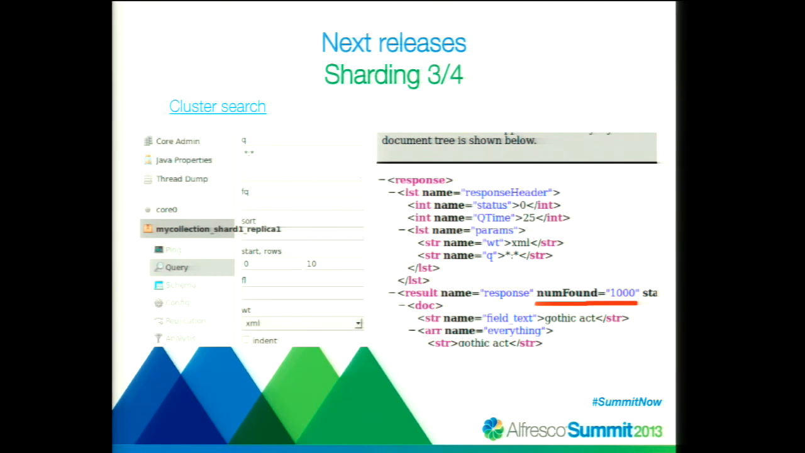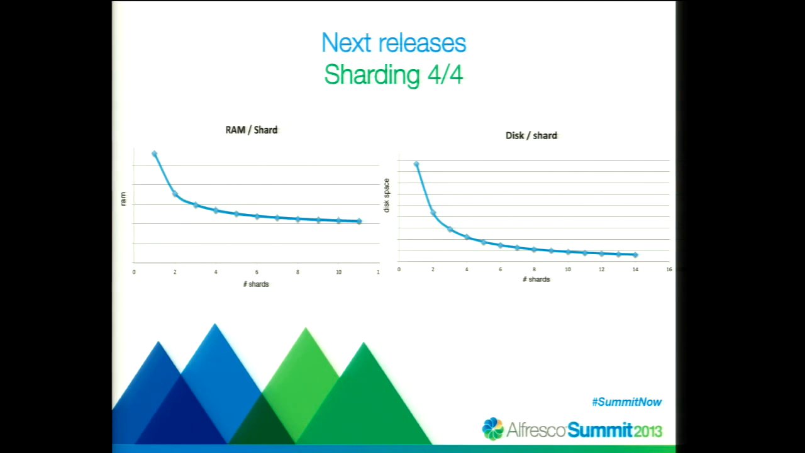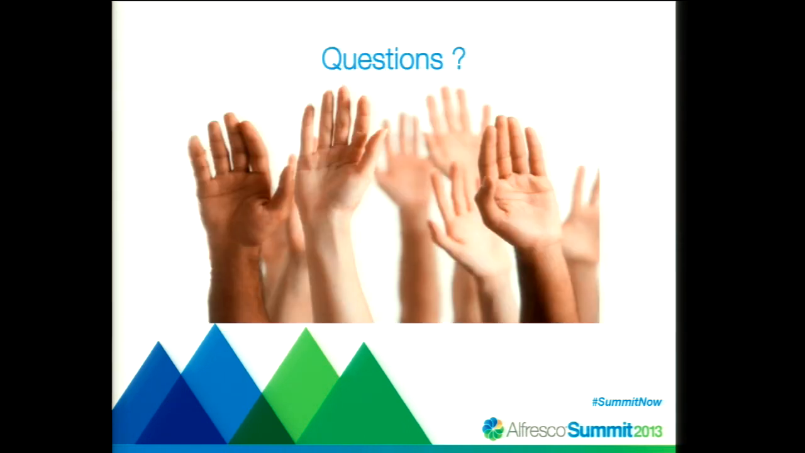Using sharding, you can decrease your need of memory, RAM per server, and you can drastically decrease the need of disks for indexes because you split the file system. So this is all for today's session.